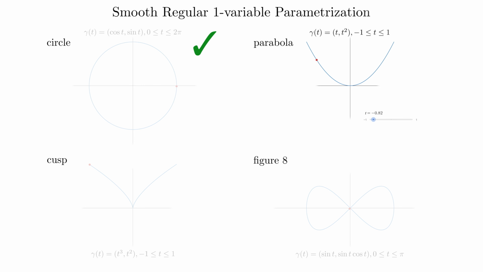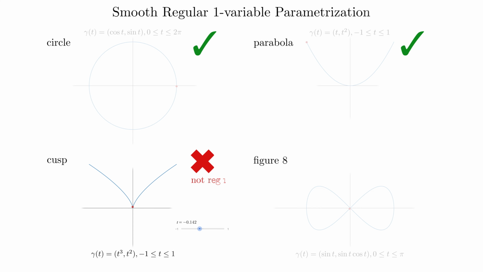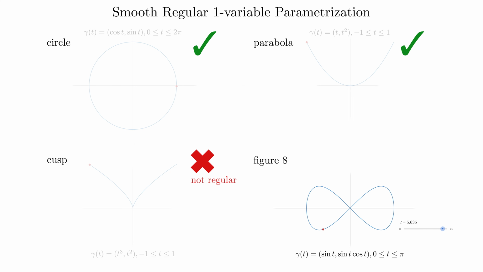Second, the parabola. Again, the ant never stops, changes velocity smoothly, and has bounded speed. Smooth and regular too. Third, the cusp. The ant does stop, but still changes velocity smoothly and has bounded speed. This parameterization is smooth, but not regular. Fourth, the figure 8. The ant never stops, changes velocity smoothly, and has bounded speed. This parameterization is also smooth and regular.